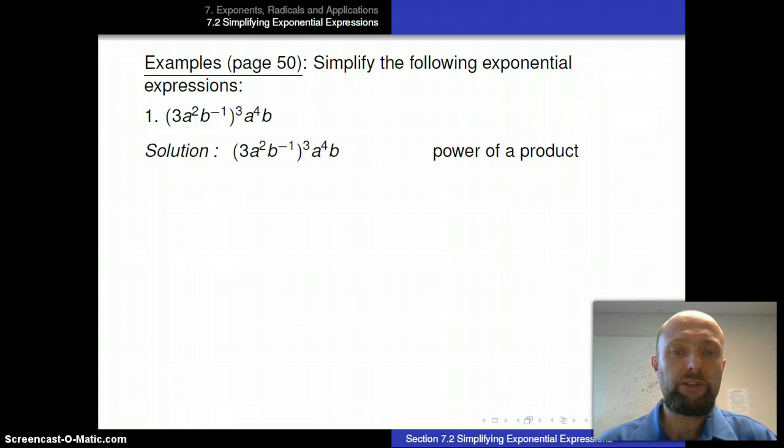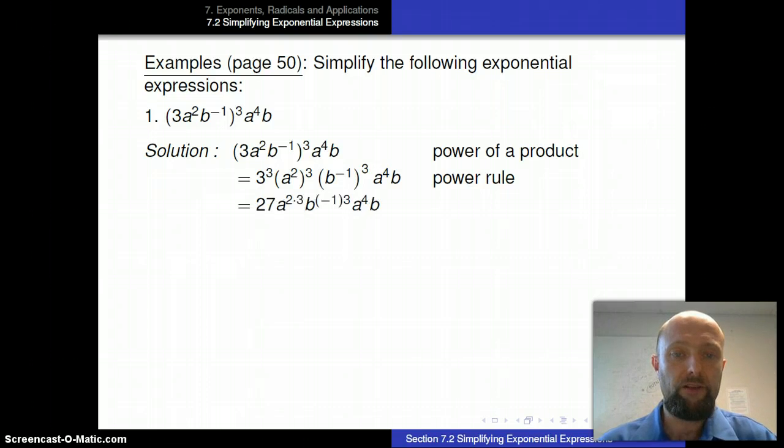First, we consider this power 3. This is the power of a product, so the rule says that we have to distribute the power. We take each factor to the power 3. 3 to the power 3 is 27. For (a^2)^3 and (b^-1)^3, we use the power of a power. The power rule tells us that we have to multiply the exponents. So we get 27a^(2 times 3), b^(-1 times 3), a^4 b. We simplify.